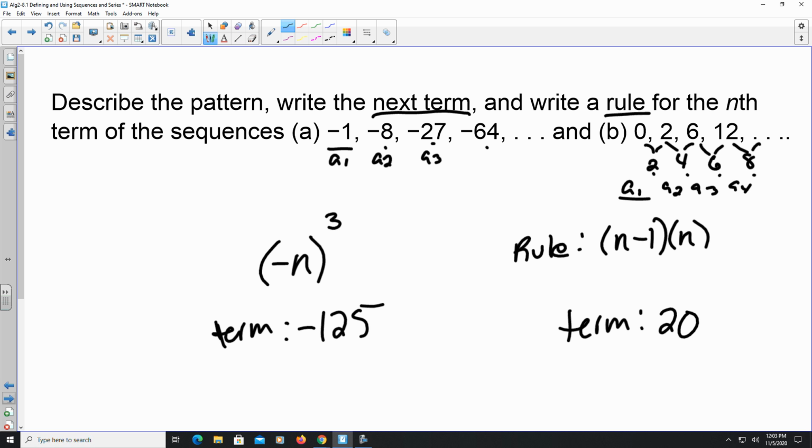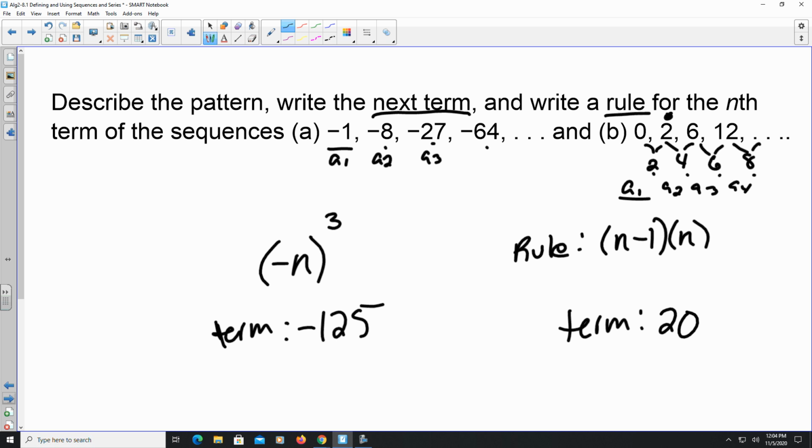So for the first one, 1 minus 0 is 0. 0 times 1 is 0. That checks out. Let's look at the second one. If I put 2 here, 2 minus 1 is 1 and n is 2, so 2 times 1 is 2. That checks out. If I go 3 here, 3 minus 1 is 2, and 2 times 3 is 6.